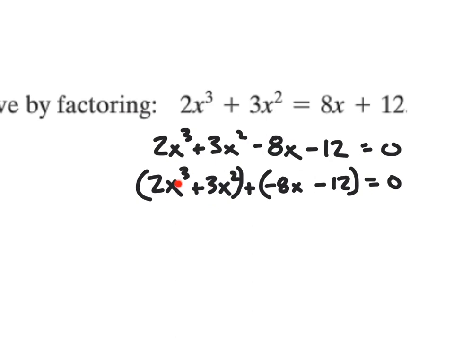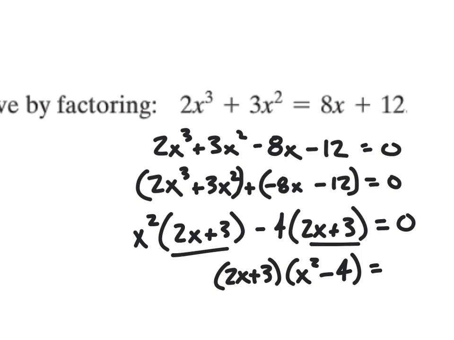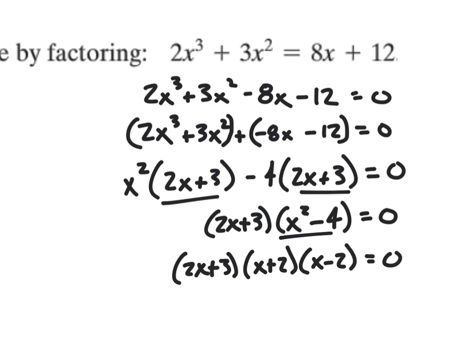So now I ask myself, what can I factor out of here? I can factor out an x squared, and I'm left with 2x plus 3. Here, I can factor out a negative 4, and I'm left with 2x plus 3 still, which is nice. Now I can factor out a 2x plus 3, and I'm left with x squared minus 4, all set equal to 0. The cool thing is that I can continue to factor x squared minus 4. So I'm going to get 2x plus 3 times x plus 2 times x minus 2, and that's set equal to 0.